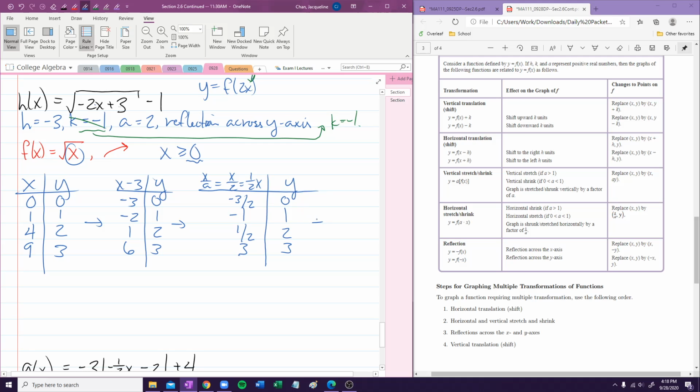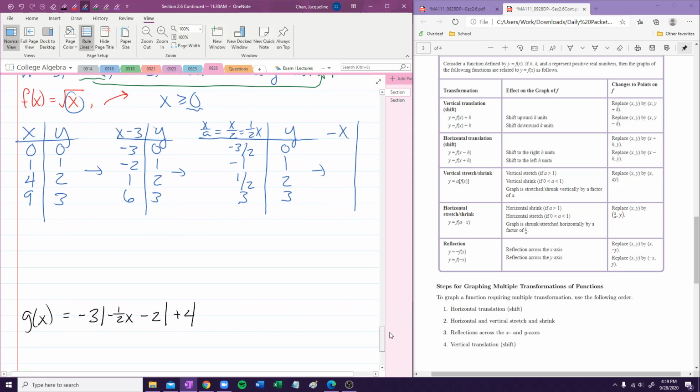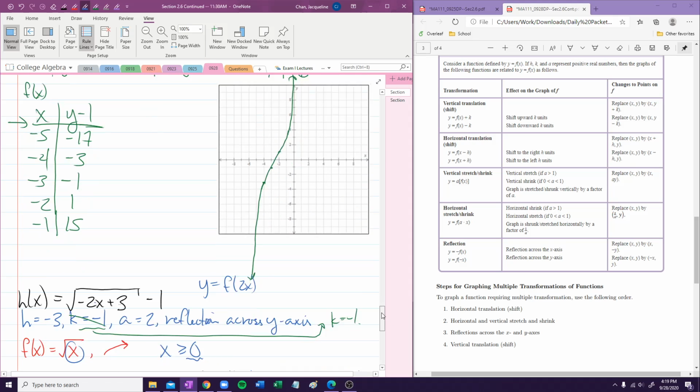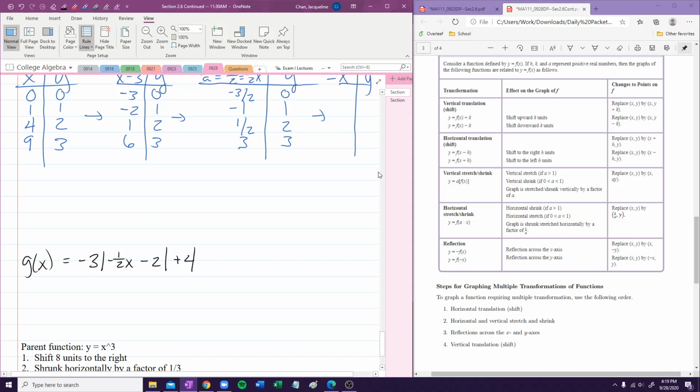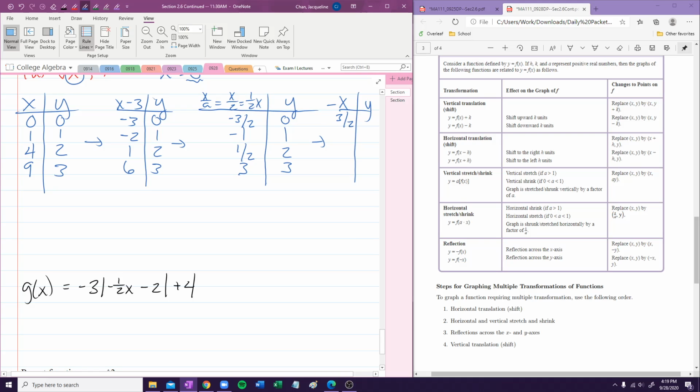Now, I want to reflect this across the y-axis. Remember, since you want to reflect it across the y-axis, the y values will stay the same. They're constant, they're fixed. So when I reflect across the y-axis, I'm changing my x values. So I'm just going to do -x. So this is going to be 3/2, 1, -1/2, and -3, and my y stays the same.